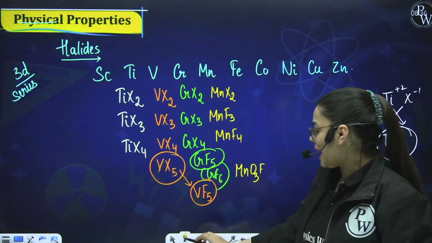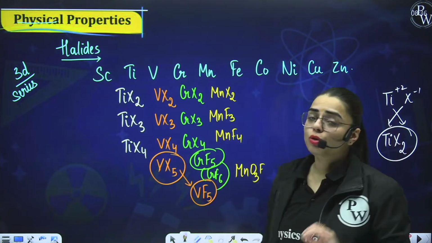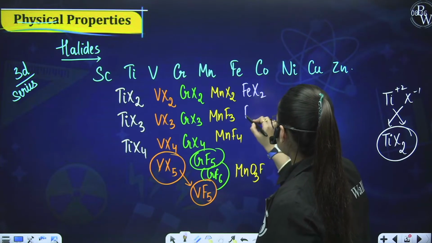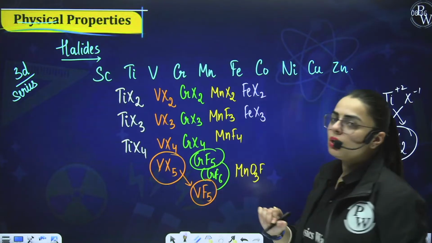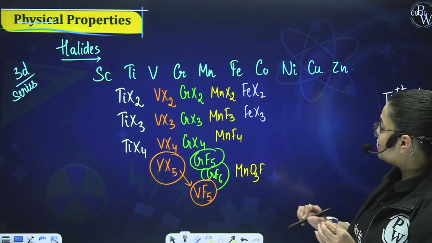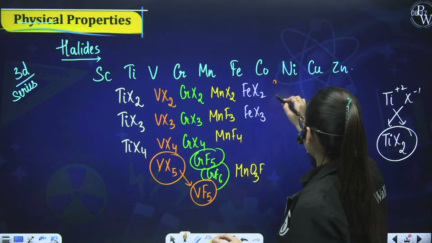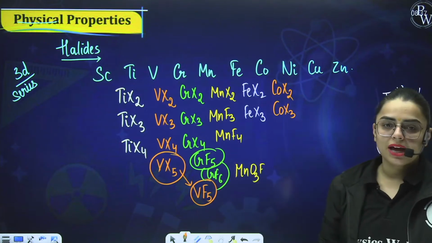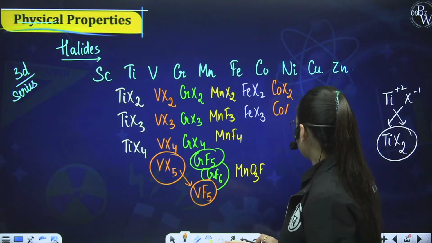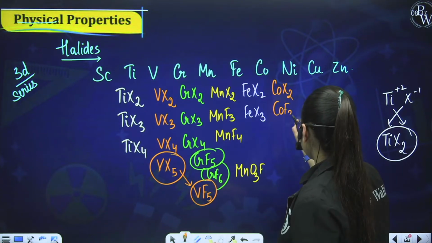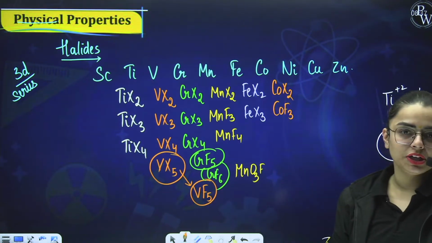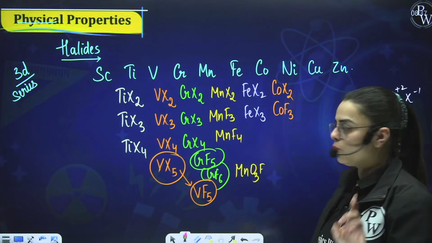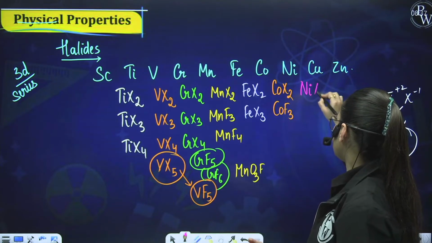Now moving on to iron, we can see two compounds being formed over here. One is FeX2, another one is FeX3. These are the two compounds that we can see in the case of iron. Similarly, in the case of cobalt, we can see CoX2 and CoX3. Again, these two are observed, but in the case of CoX3, only fluorine has a tendency to form the compound when cobalt is in +3 oxidation state, right? When I talk about nickel, it will only form one compound, that is NiX2.